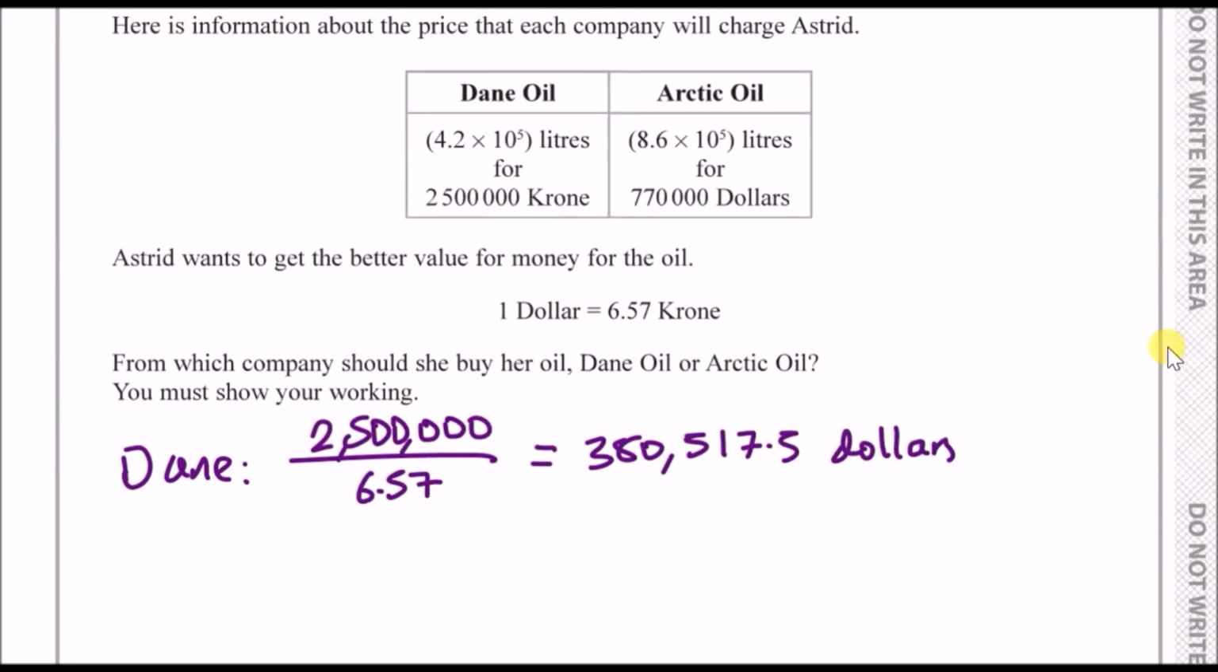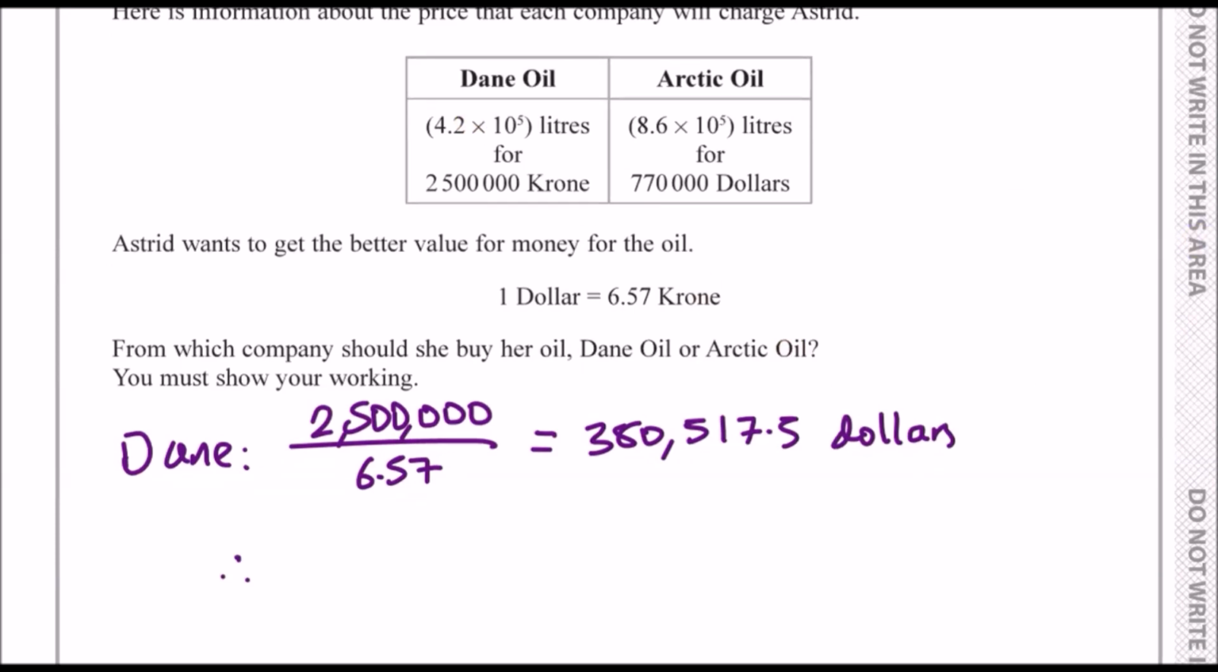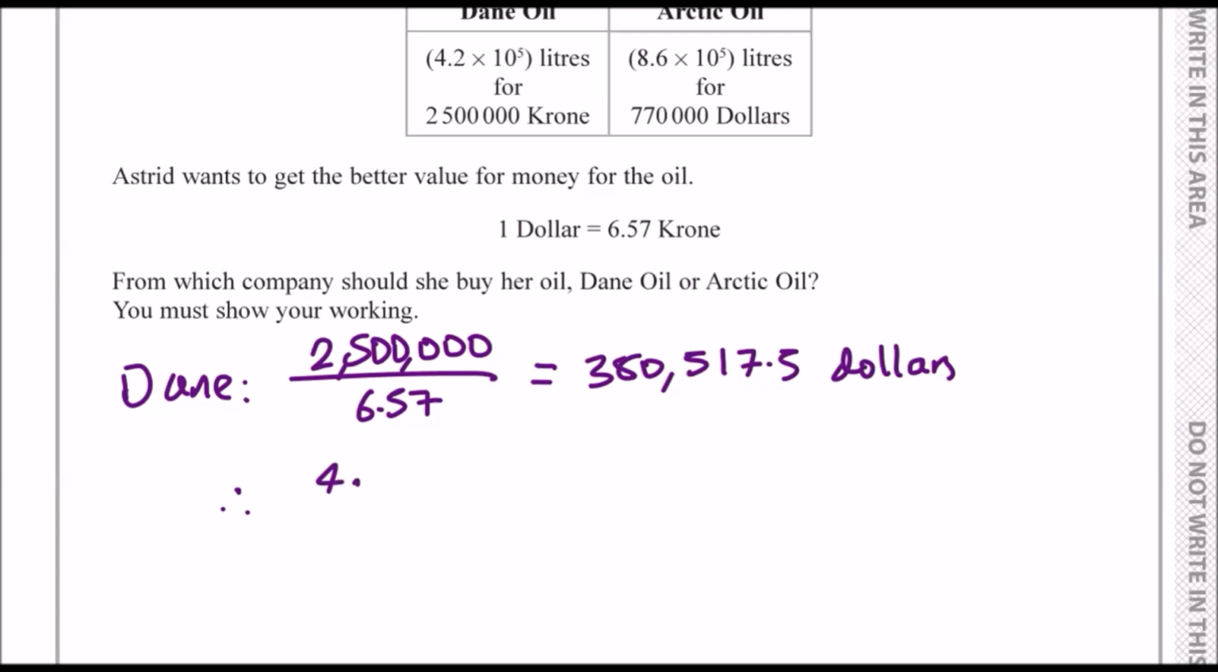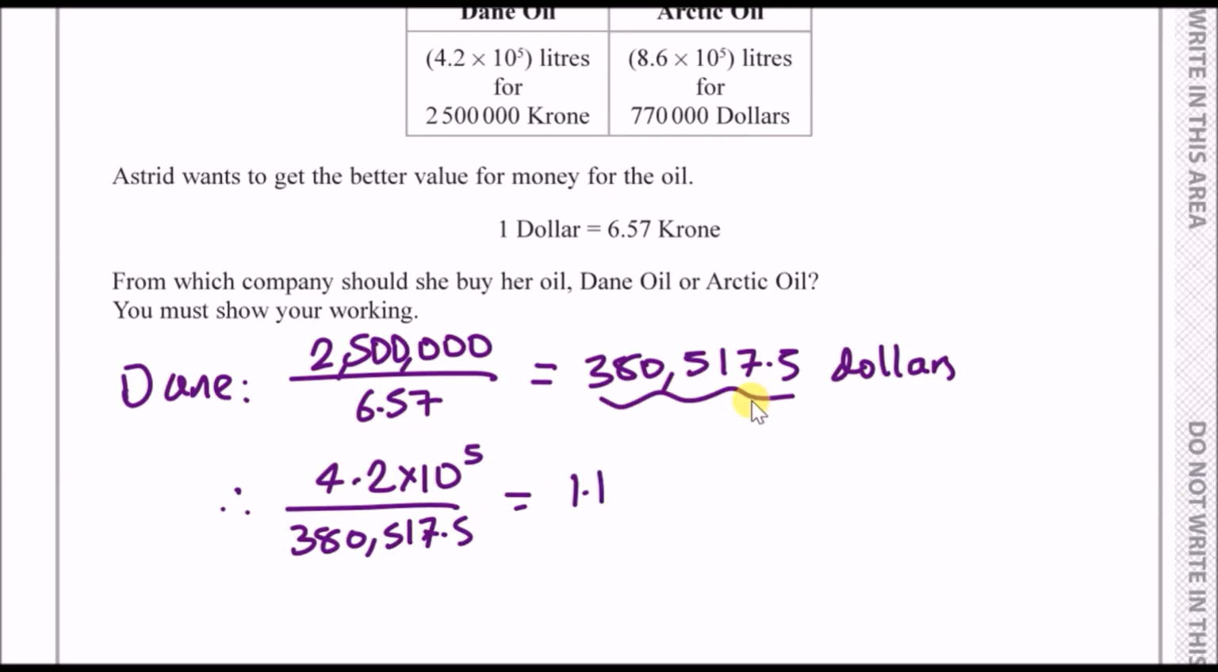So we can say, okay, at this stage, under the Dane company, we got 4.2 times 10 to the power 5 liters. So we write that down. So always leave your answer exactly as you see, yeah, and divide it by your calculator answer, yeah. So for this value, I'm going to put this here, 380,517.5. And when you do this, you should get roughly 1.10376, something like that, liters per dollar, yeah? So that's how many liters you'll get for every $1.